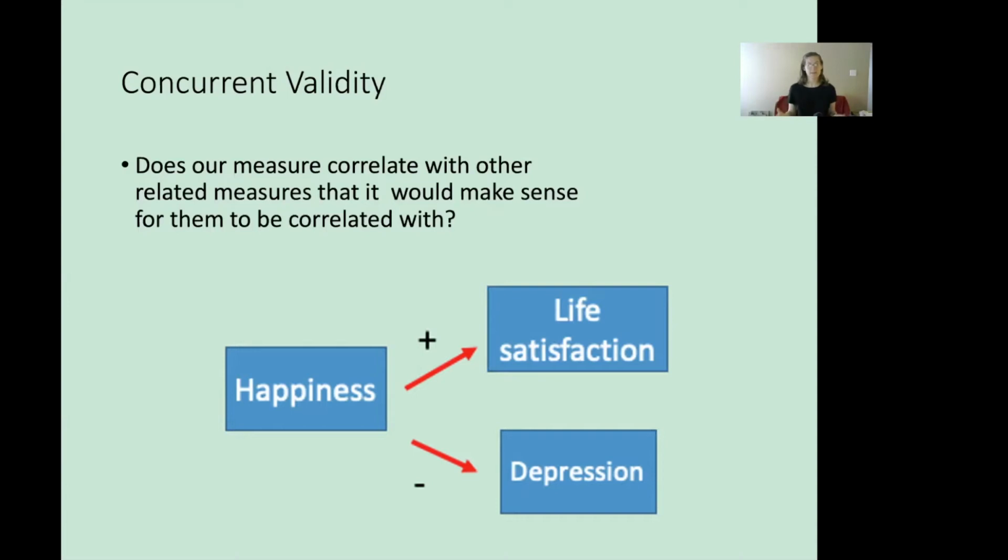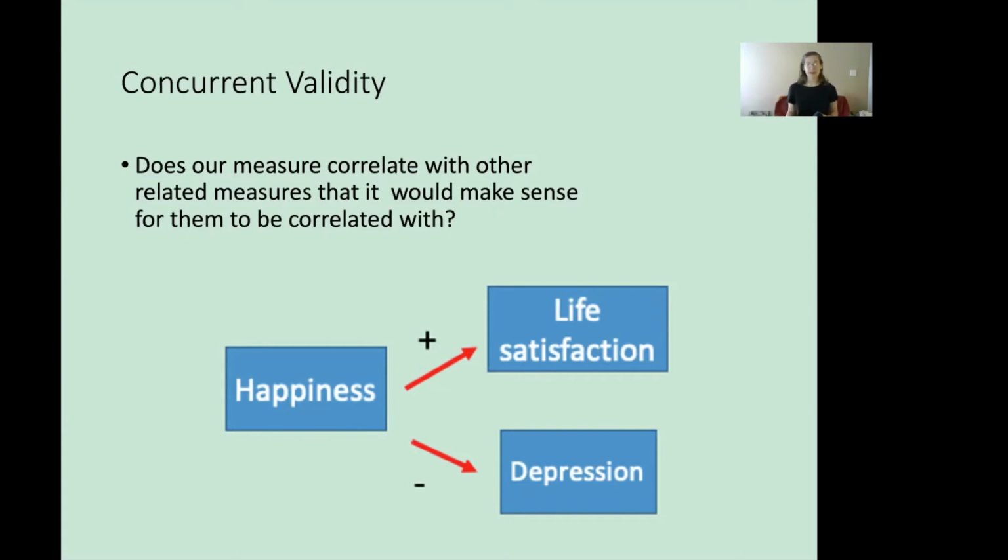If I were creating a happiness questionnaire, I would want to give participants that happiness questionnaire and a bunch of other questionnaires like life satisfaction and depression and anxiety and quality of life and a bunch of other stuff. And I would want to see in my results that my happiness measure would be correlated with my life satisfaction measure, because it just makes sense according to our expectations that if you're happy, you're probably also satisfied with conditions in your life and vice versa. So we would expect a positive correlation there. So if we found that, our happiness questionnaire would have good concurrent validity.